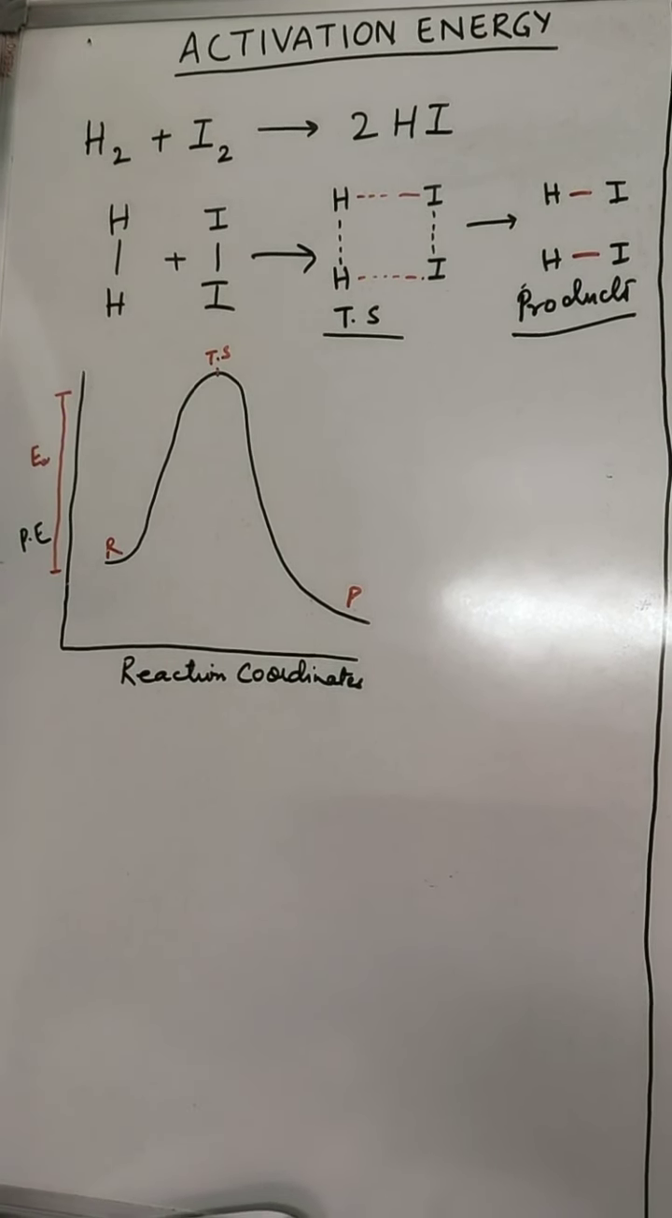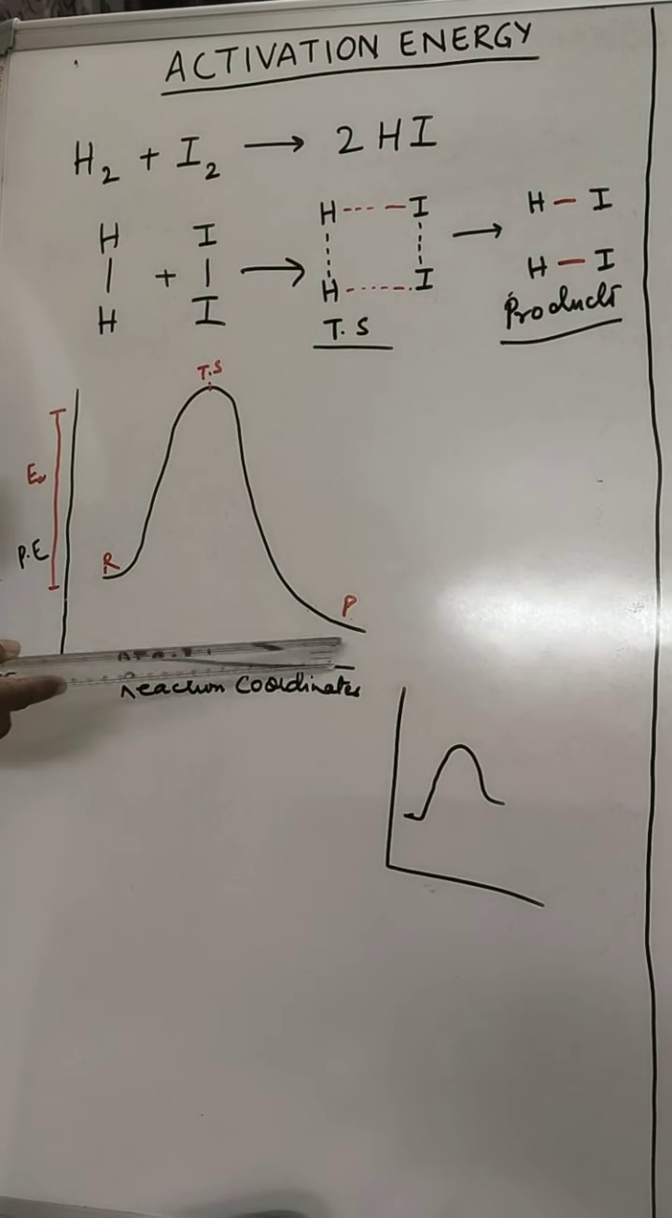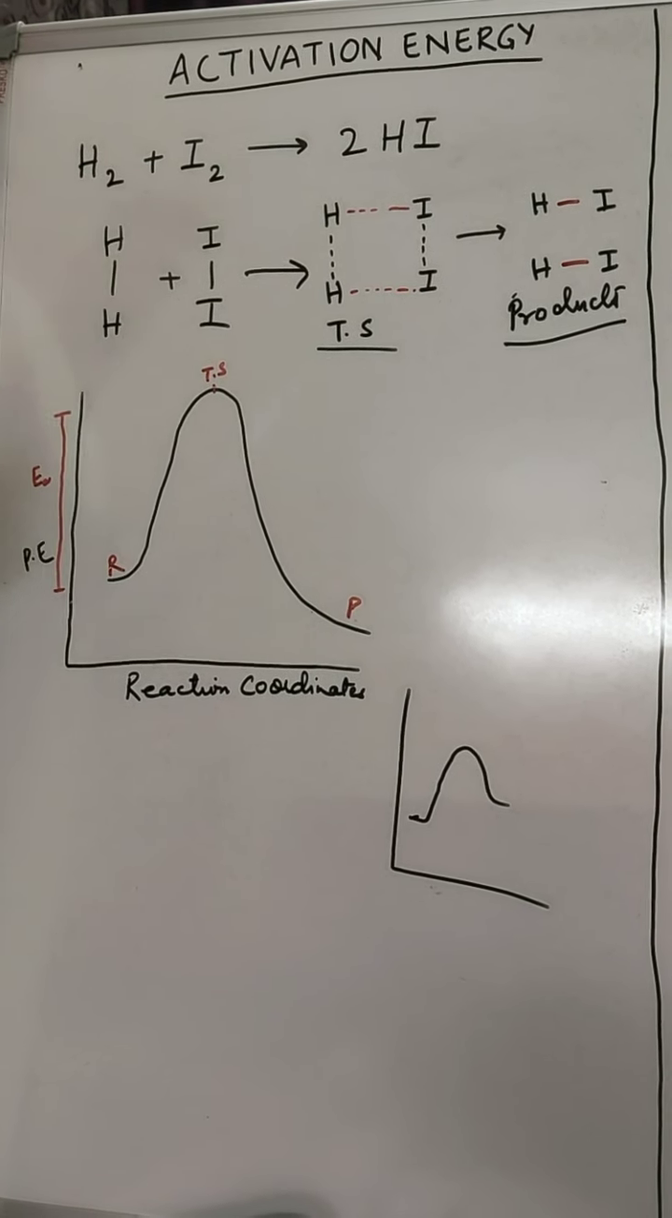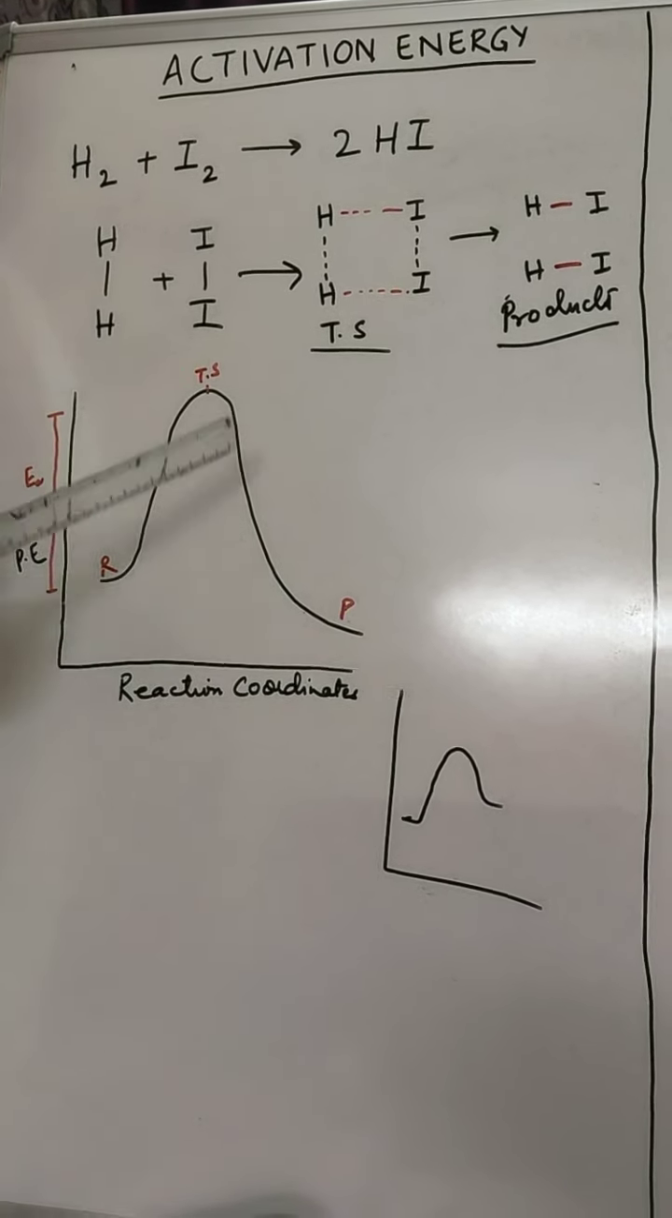This is your graph for the endothermic reaction, and this is for the exothermic reaction, because most of the energy has gone out, and that is why the products have less energy as compared to the reactant side. I am sure you would have understood this.